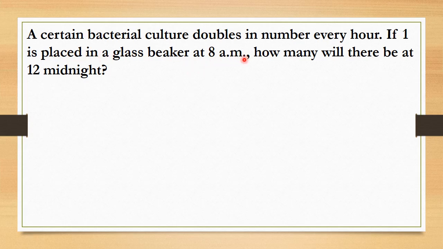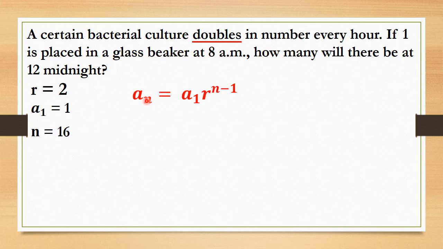So, ano yung ating nth term? So, we have to find our nth term. So, from 8 a.m. to 12 midnight, we have 16 hours. So, therefore, our nth term is 16. So, we have to find 16th term. So, our common ratio is 2. A sub 1 is 1. So, n is 16. So, use the formula. A sub n is equal to A sub 1 times r raised to n minus 1.